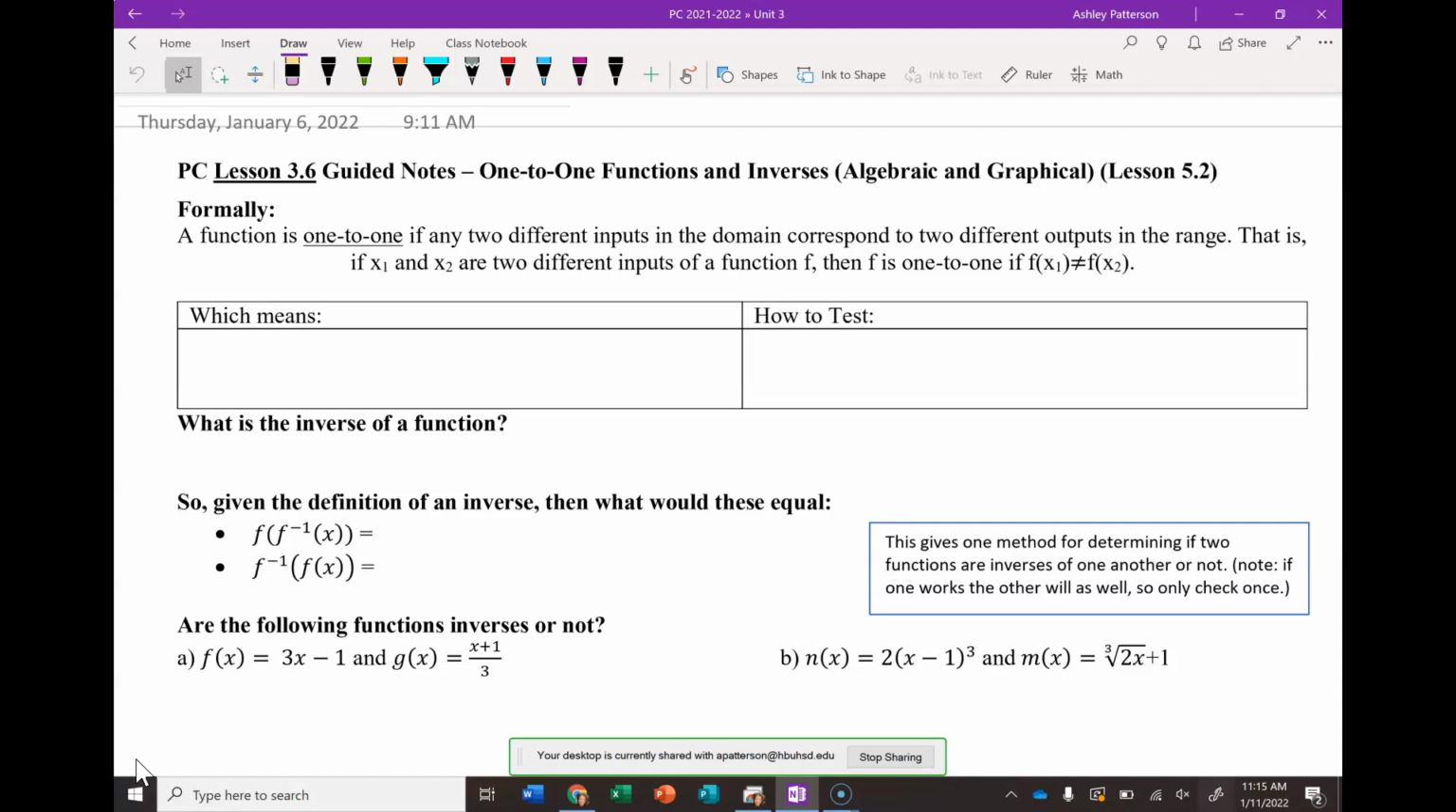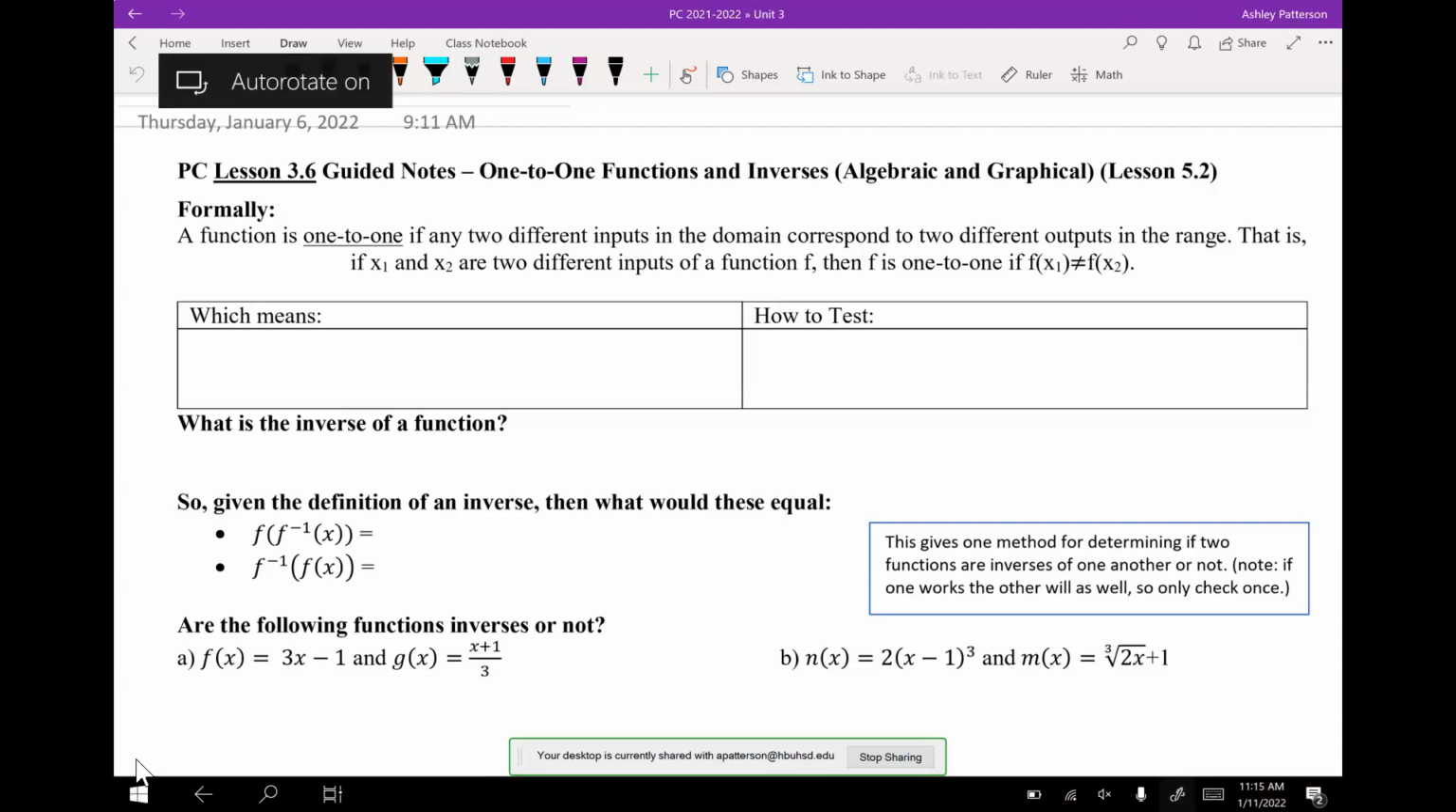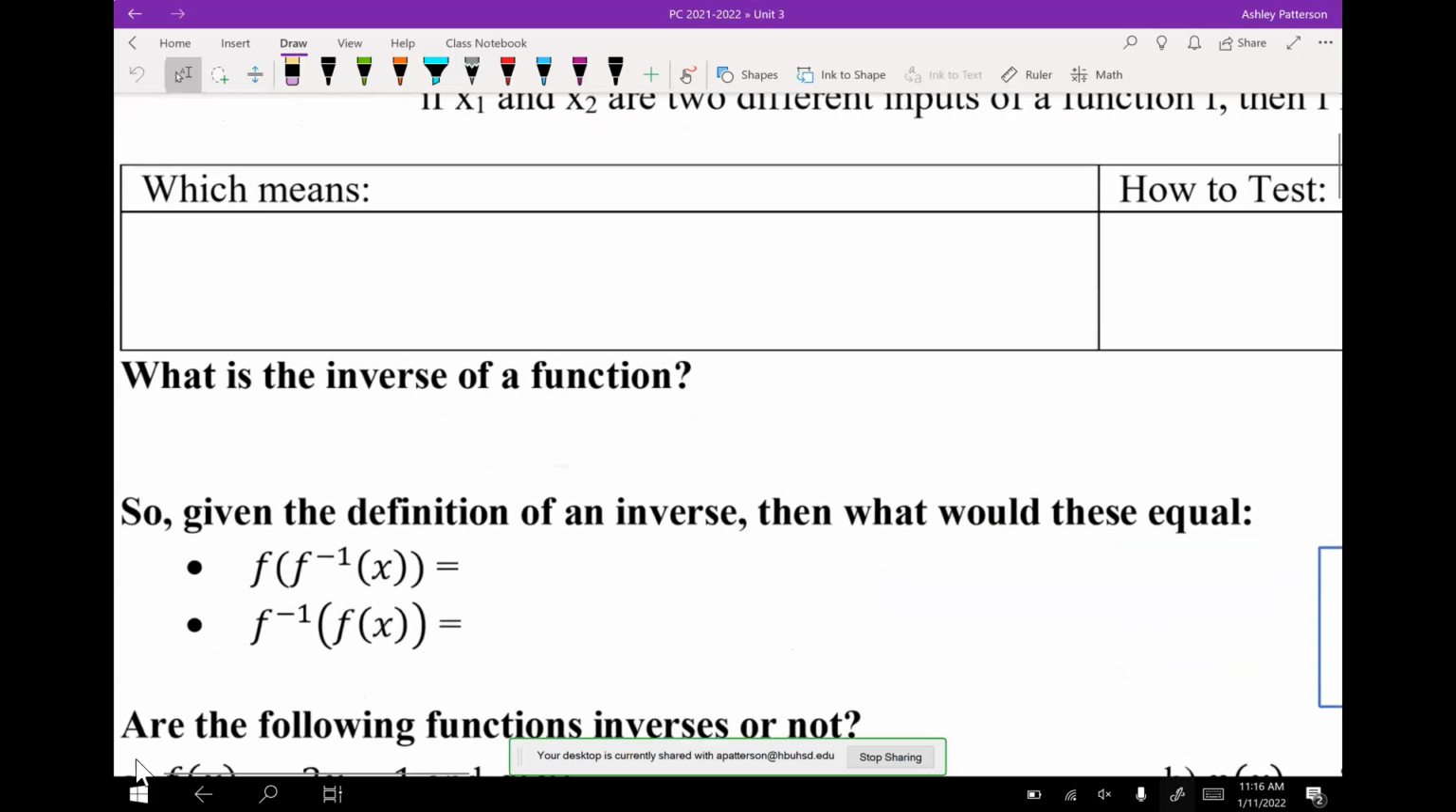A function is one-to-one if any two different inputs in the domain, so two different x's, correspond to two different outputs in the range. That is, if we have, let's say, x sub 1 and x sub 2, our inputs, and they are different, then, if the function is one-to-one, f of x sub 1 does not equal f of x sub 2. Their outputs are different. Okay, that's the formal definition. What does that mean to us?